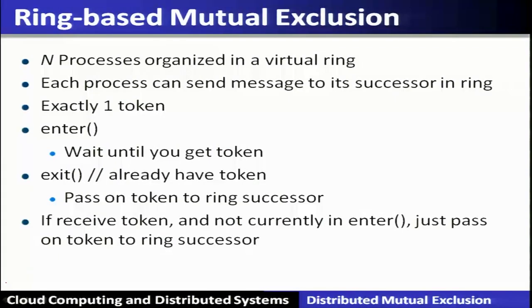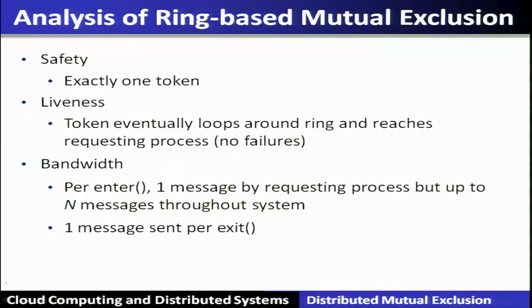So in this particular ring based mutual exclusion, let us assume that there are n processes which are organized in a virtual ring and each process can send messages to its successor in the ring. There is only one token, and the enter function will wait until you get the token, and exit is that if you already have the token then it will pass it on to the successor. Now if a process received the token and is not currently in enter, then it will just pass the token on to the next successor.